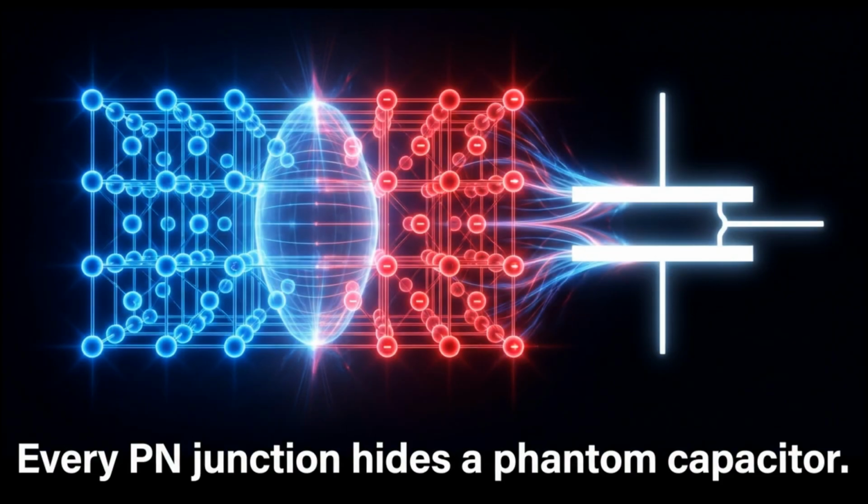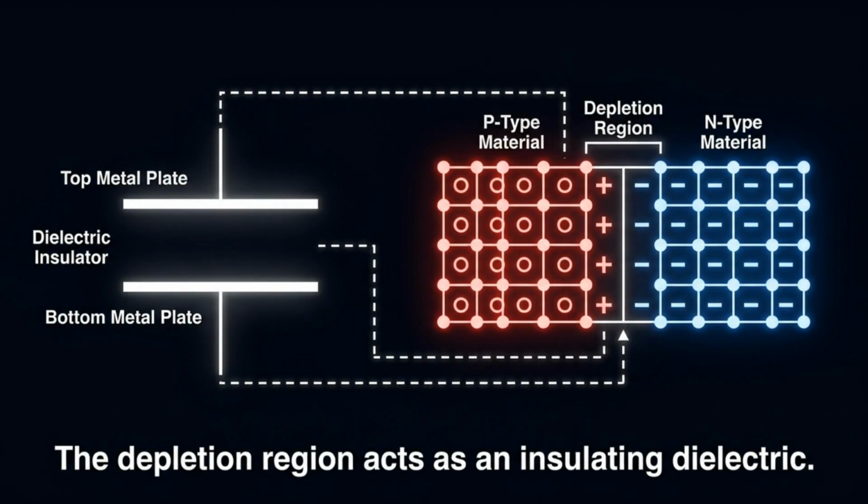Every p-n junction in a semiconductor hides a phantom effect, capacitance. It behaves like a capacitor embedded within the device, influencing its behavior in electronic circuits. This occurs because the depletion region, which is void of mobile charge carriers, functions like an insulating dielectric. This mimics the structure of a parallel plate capacitor.